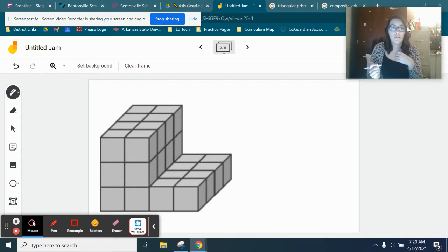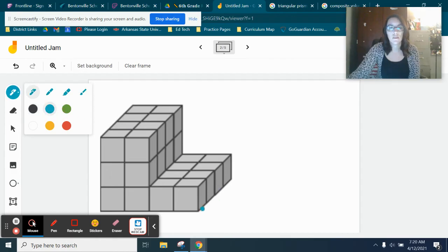Right here, our length, and I'm actually going to switch to the marker. So that's 1, 2, 3, 4. We can see that. And then our width. When we're looking at the width, we're only looking at where we would have just this piece. So that would be 2, and then our height is 1.